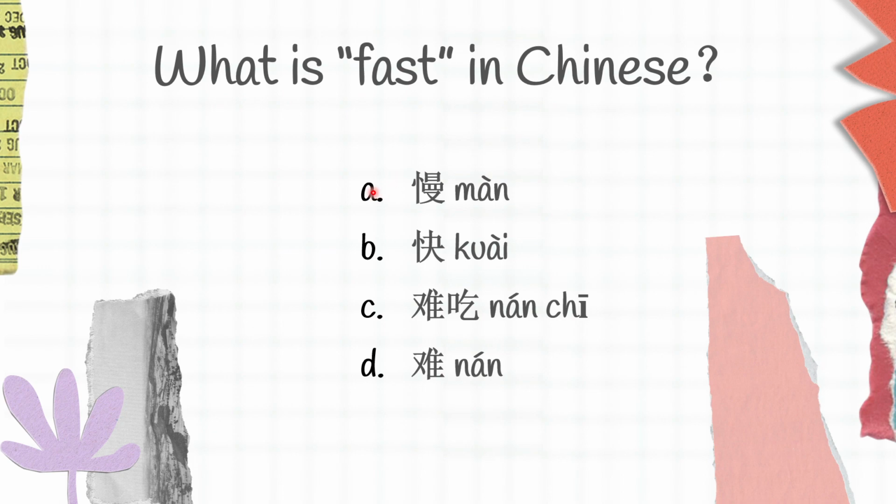We have A. 慢, B. 快, C. 难吃, and D. 难. So let's think first. I will explain it later.